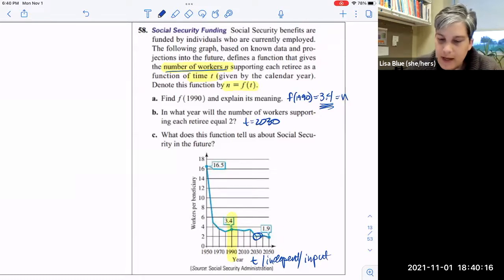And what does this function tell us about Social Security in the future? Well, the graph is decreasing, and we see that going from 1990 to 2030, we're going from 3.4 workers down to 2 workers supporting every individual retiree. So this tells us that Social Security in the future is in trouble as far as funding is concerned. So it's time to make a backup plan.